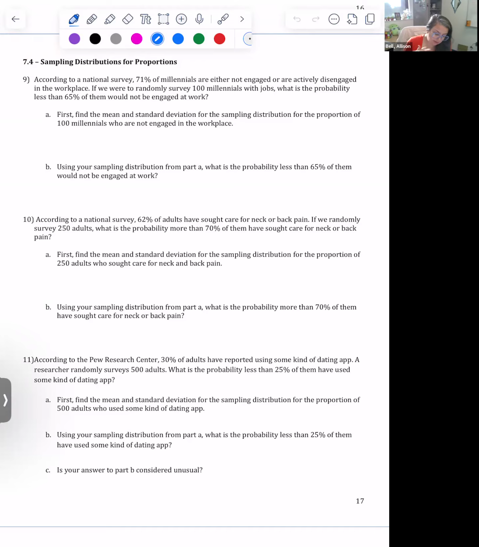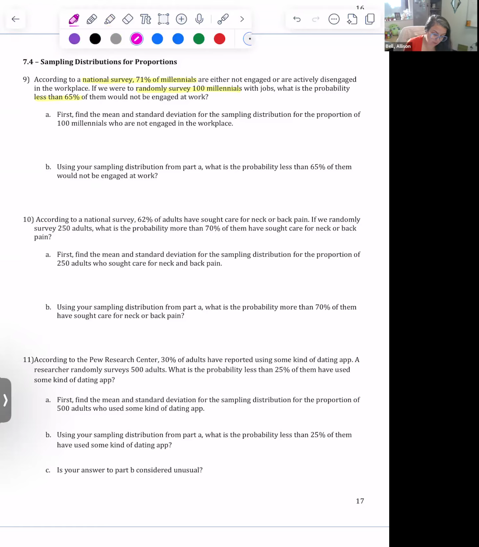Okay, it says according to a national survey, so that's the whole population, 71% of millennials are either engaged or actively not disengaged in the workplace. If we were to randomly survey 100 millennials with jobs, what is the probability less than 65% of them would not be engaged at work? Okay, there's a lot of information there.